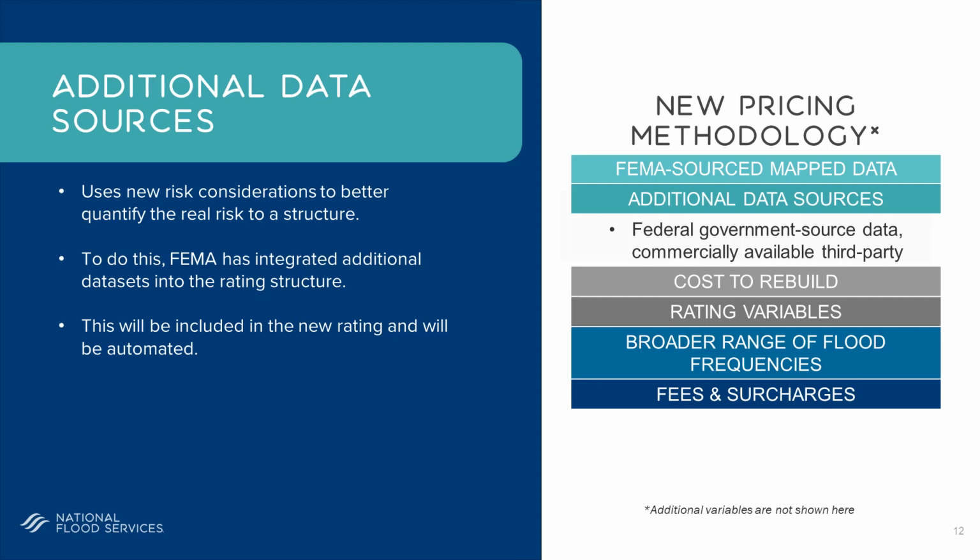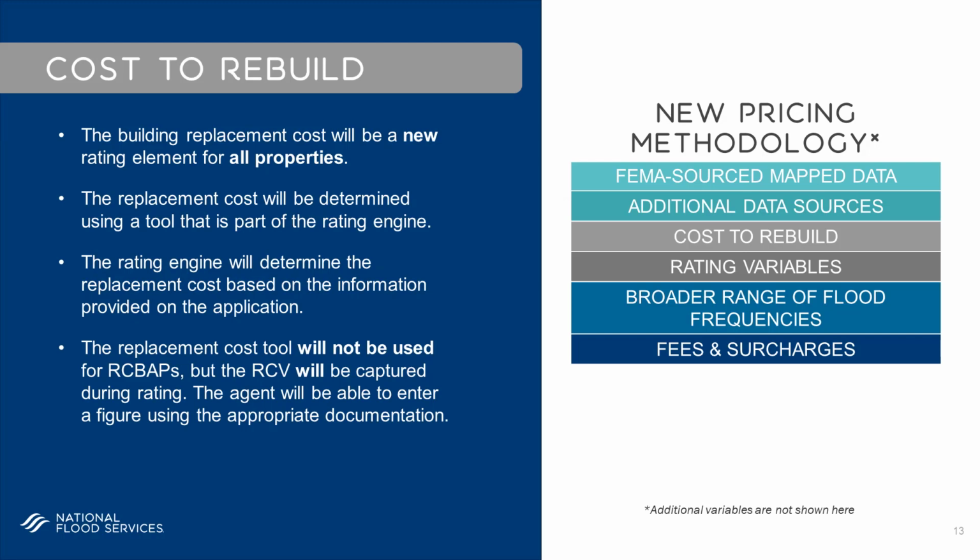When it comes to aligning with the private industry, it is common practice to factor in the cost to rebuild. Let's discuss how this will be accomplished in the new methodology. You can see from this slide that this is a new rating element, and it will be determined by the risk rating engine. So what does that mean? It means that based on the information that you enter into the carrier's rating engine, it will automatically determine the replacement cost. As an insurance agent, this information will be very helpful to you, and the best part of it is that the system does all the work for you.